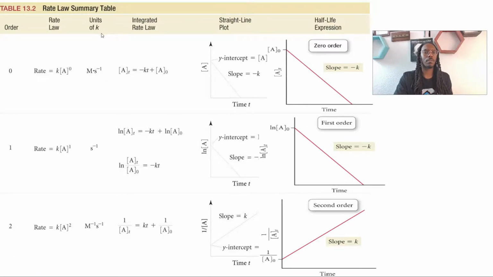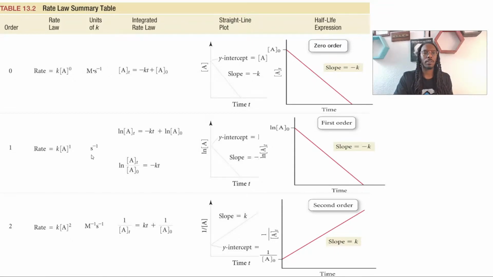I'm going to give you the units for our k here. So our units for k are going to be dependent on the order. If you have a zero order, your units are going to be big M, molarity, times s^-1. So basically, if you see s^-1, that's just M over s. Okay, that's basically what it is.